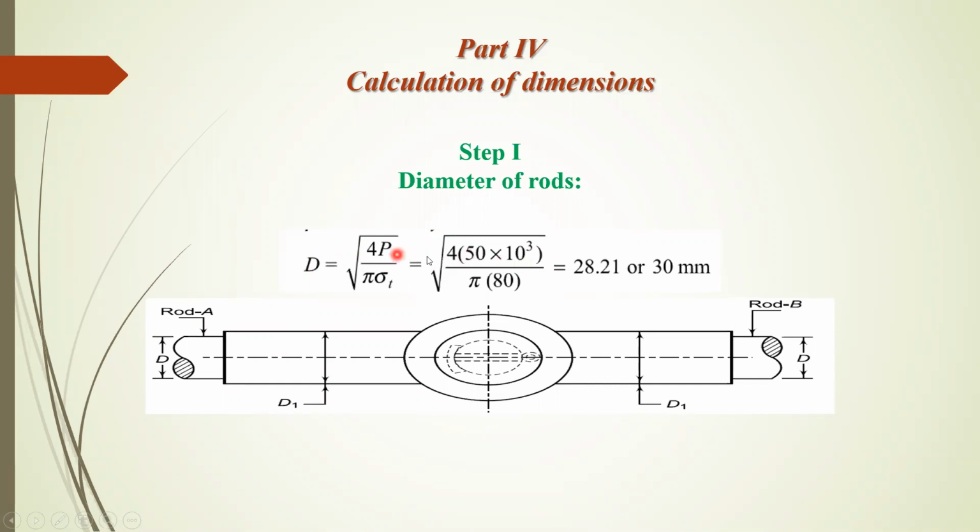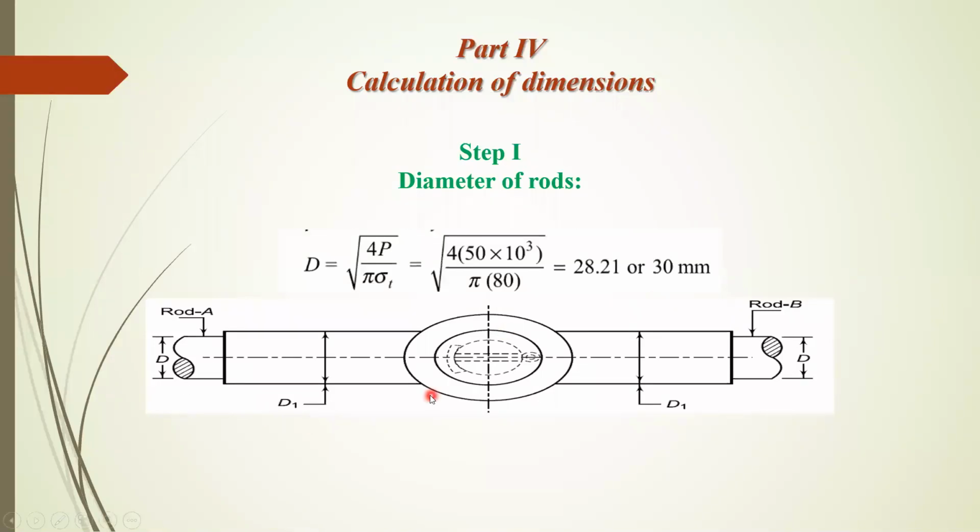P is the load acting, that is 50 kilonewton, 50 into 10 raised to 3 Newton. And sigma T is the permissible stress we calculated in the previous step, that is 80 Newton per mm square. So by putting these values, I get the value of capital D as 28.21. So selecting the standard value, capital D is 30 mm.